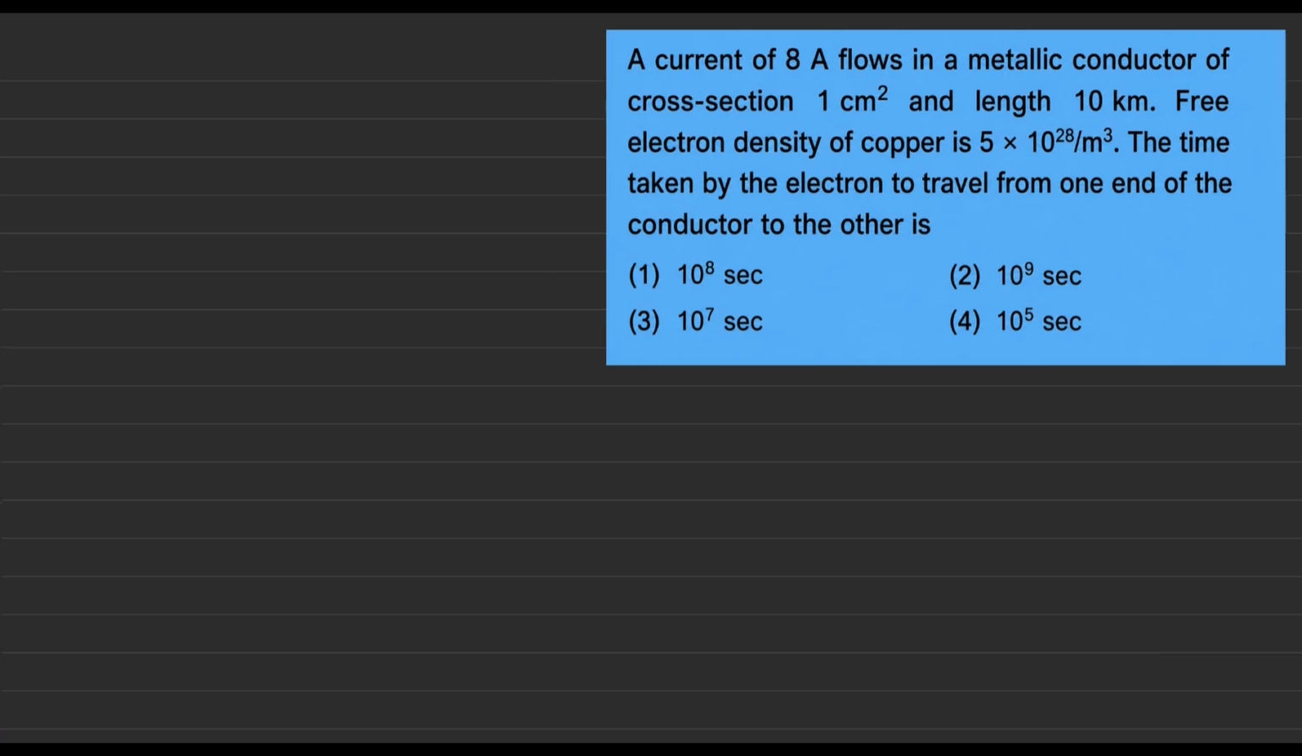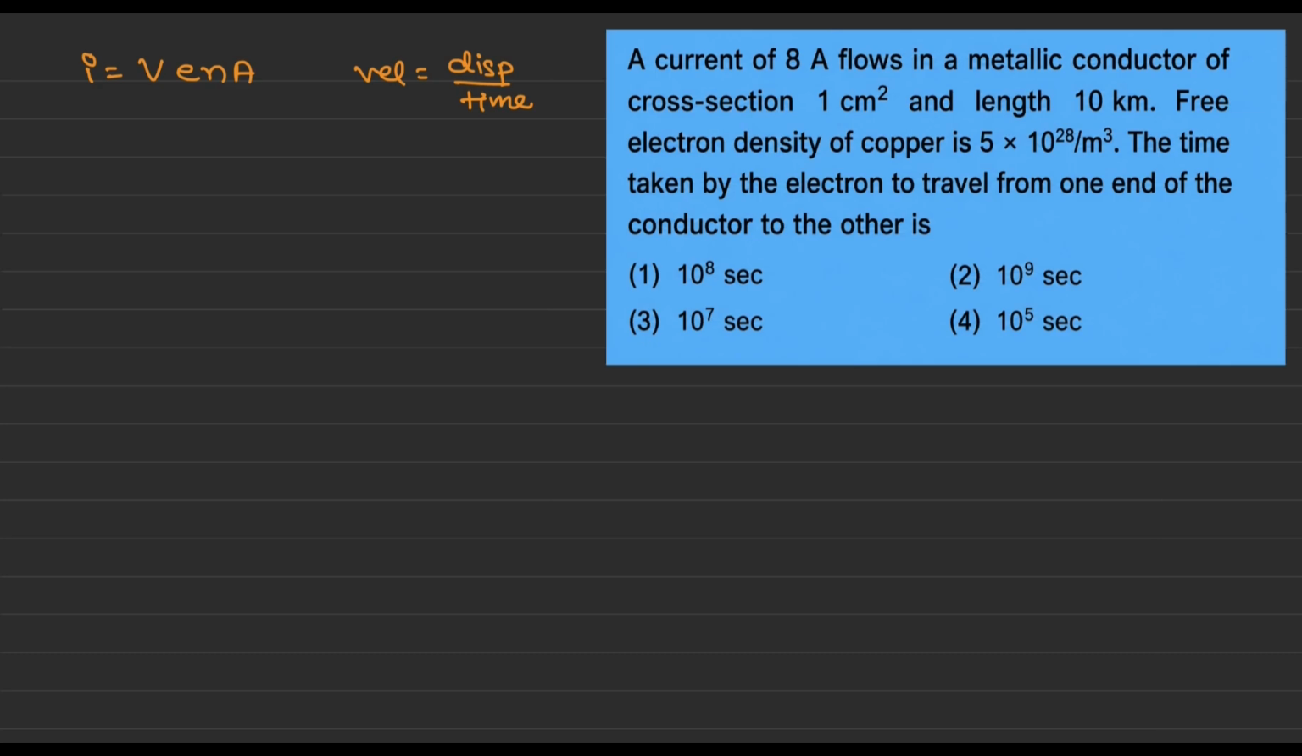So here you can use this formula. Key concept will be of this formula. I is equal to nAevd. You know about this formula. Along with this, we will use one simple formula of kinematics, where you will say velocity value will become equal to displacement divided by time. With these two formulas, we are going to solve this question.